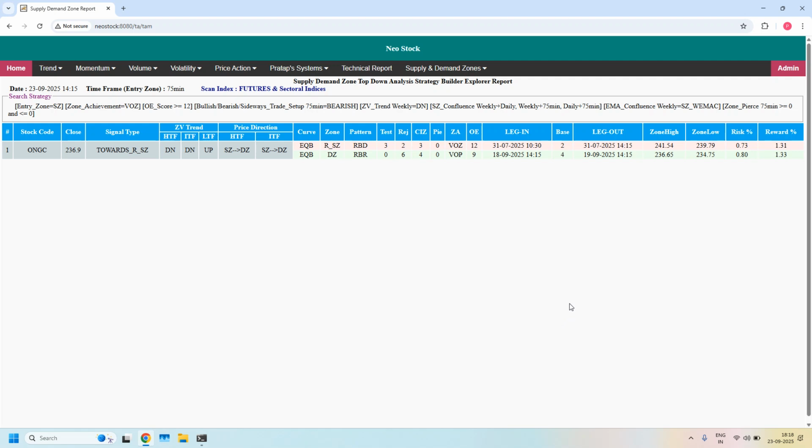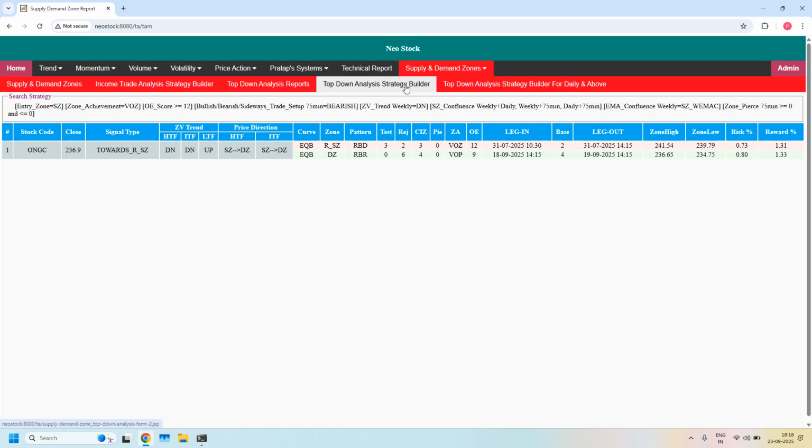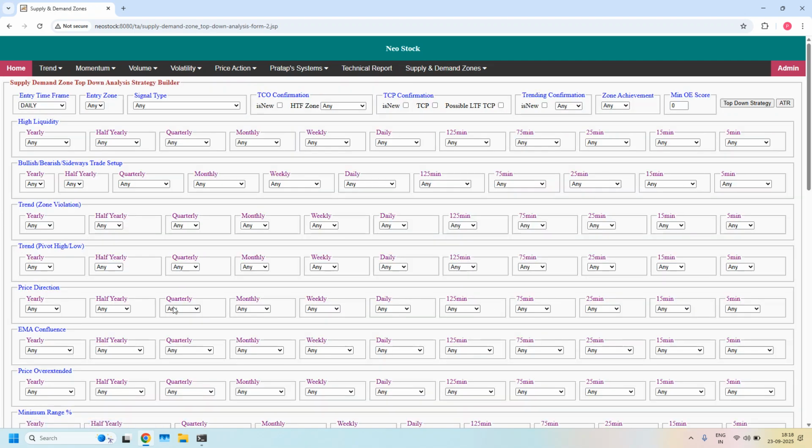The next one is the daily income trade. So let us generate daily income trade reports. For daily income trade, entry time frame is 15 minutes. For sideways long trade setup, entry zone is demand zone. Bullish or bearish or sideways trade setup at entry time frame 15 minutes: I am selecting sideways long trade setup. And zone achievement, violated opposing zone.